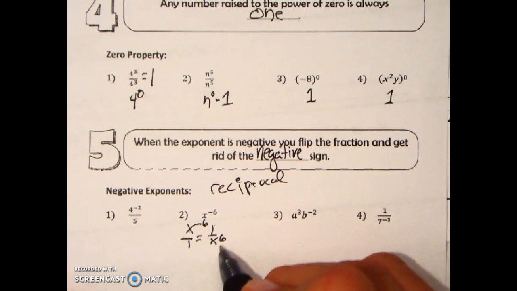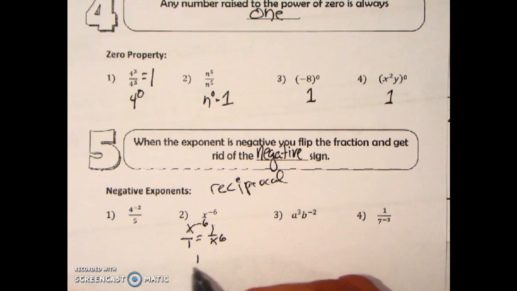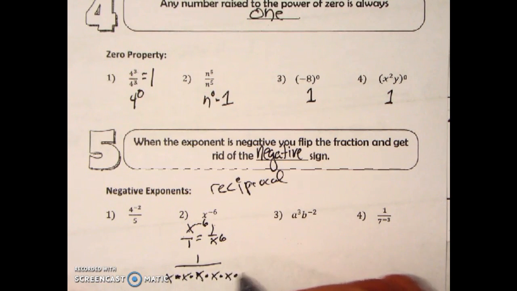So we flip it and we make it whole. So it ends up being like this: 1 over x times x times x times x times x times x. So it makes a really small number. So a negative exponent is about making something really small. Okay?